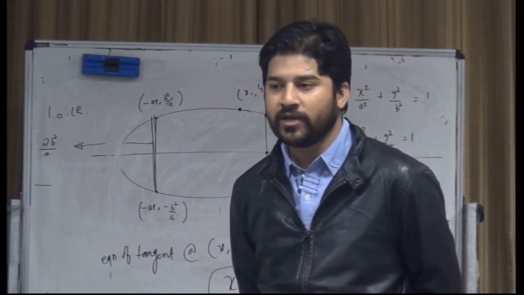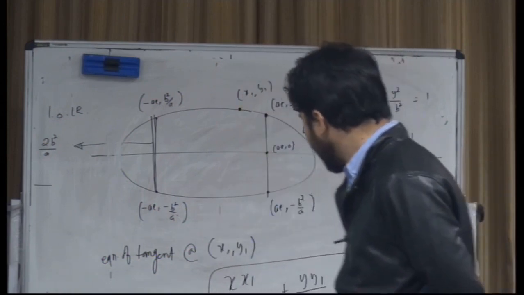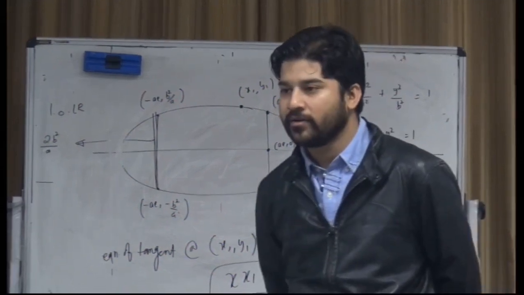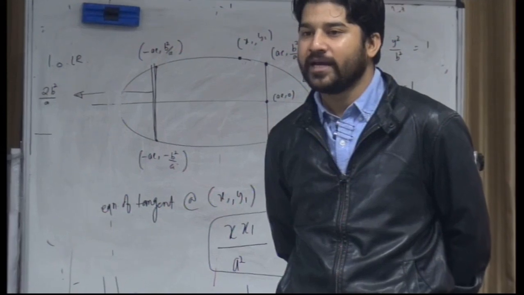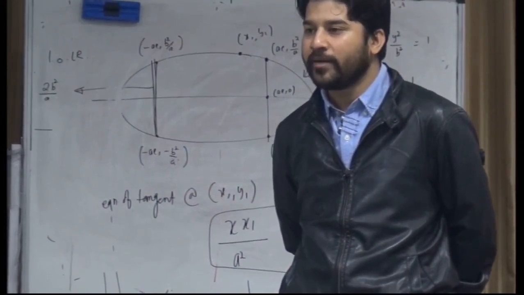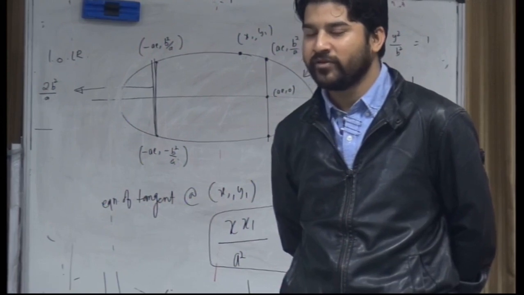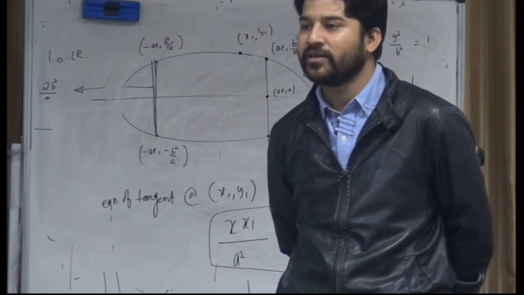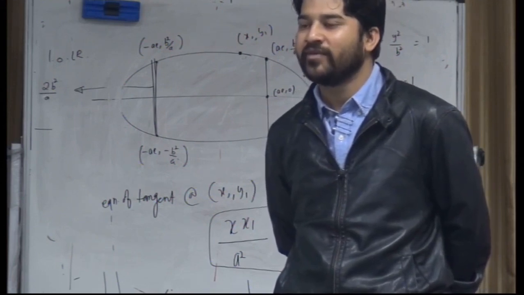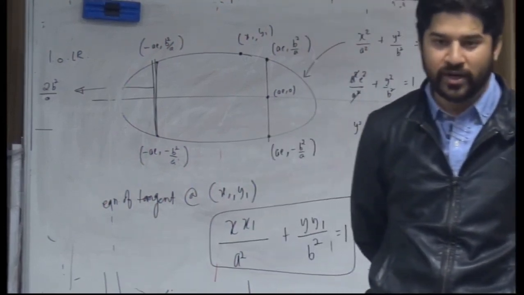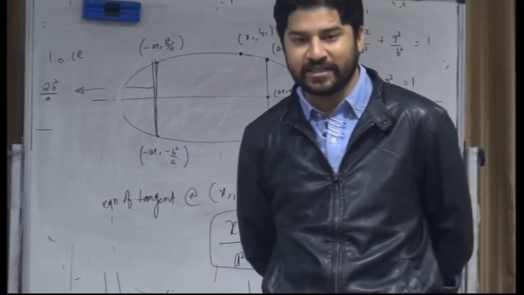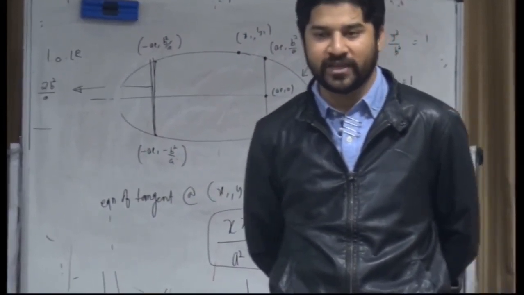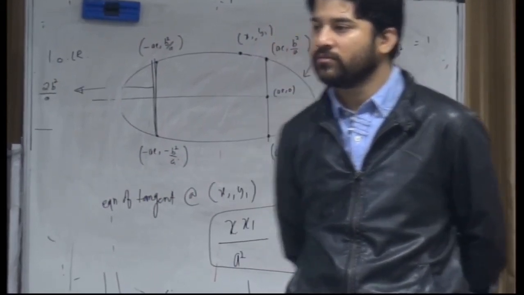And slope of tangent is going to be minus x1 by a square divided by y1 upon b square. So if you divide minus x1 by a square by y1 by b square, division is replaced by multiplication, so it will become b square by y1. So basically it is going to be minus x1 upon y1 into b square upon a square. That is the slope of tangent. And then you can again reciprocate it and replace negative sign with positive sign. You will get the slope of normal.